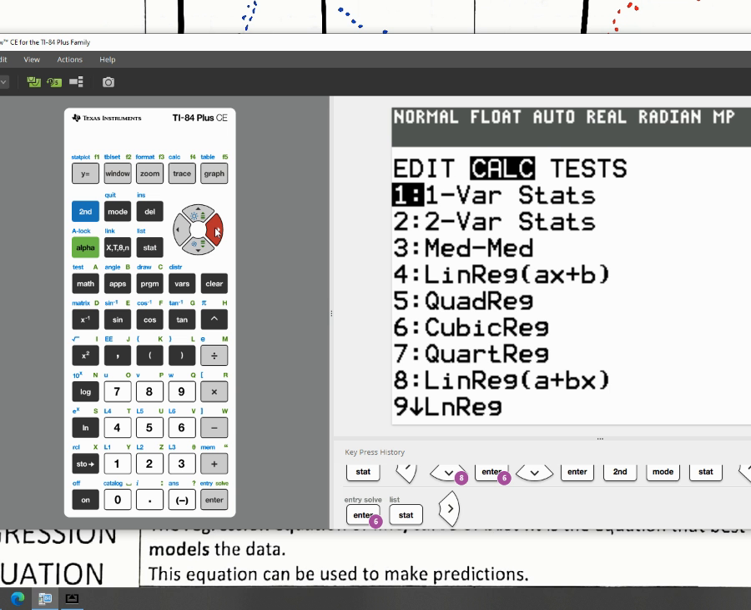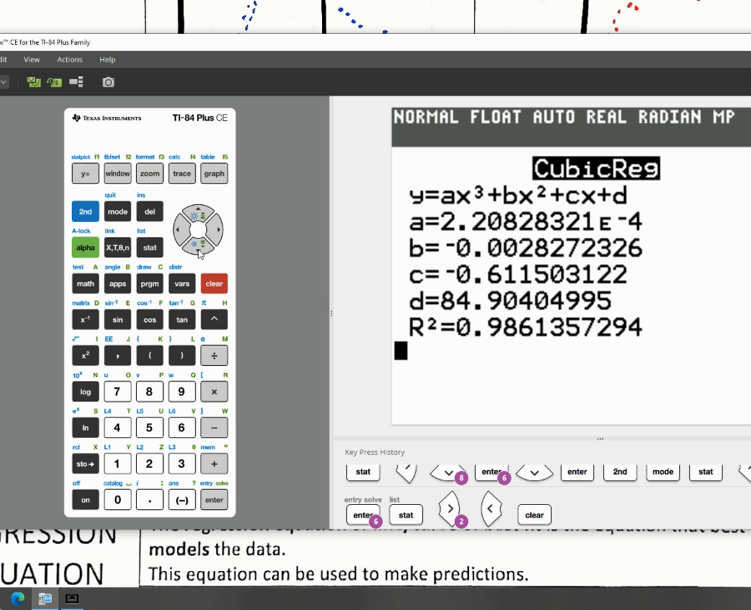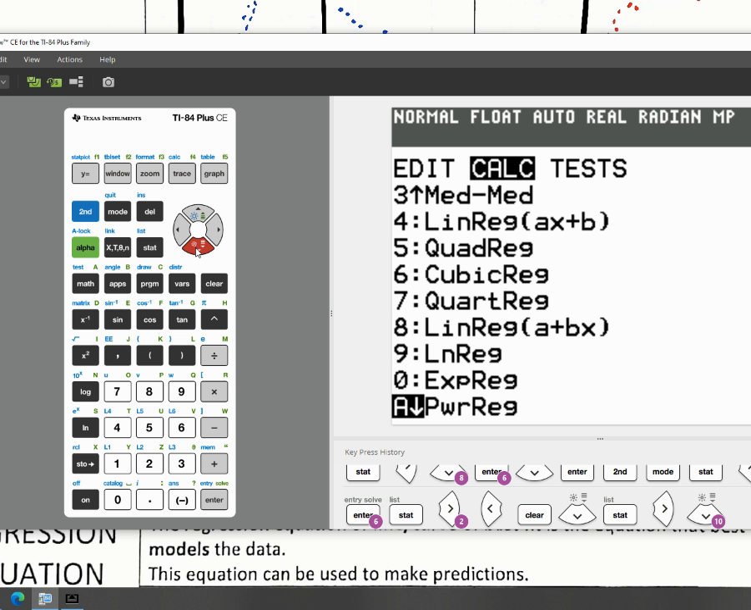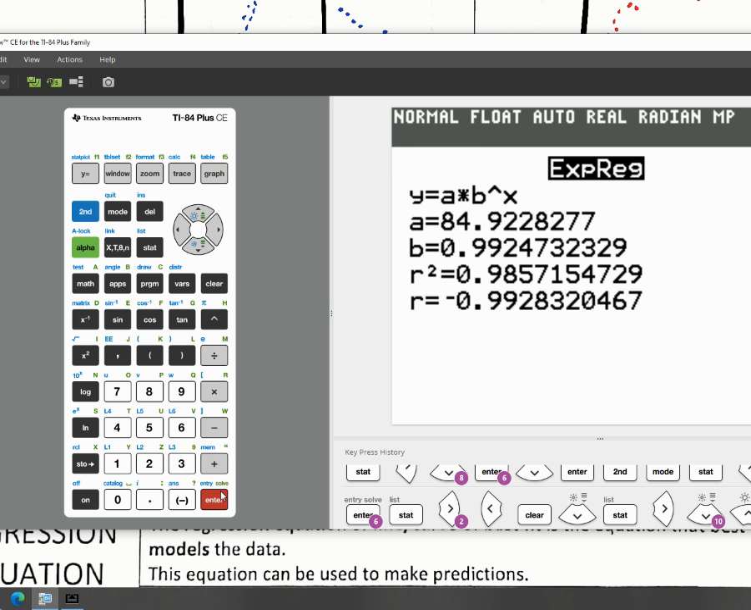So this data really could be represented with some different things. Let's see, stat, calculate, because it could be catching different places of that. Let's try exponential regression. The R value is -0.992, also very good.